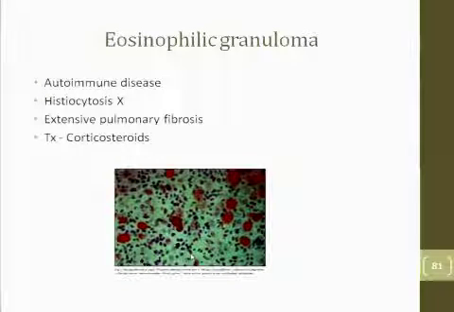Then you also have a rare disease called eosinophilic granuloma. It's an autoimmune disease process, also known as histiocytosis X, which causes extensive pulmonary fibrosis, and since it is an autoimmune disease process, the primary treatment, again, is corticosteroids. These people have high amounts of eosinophils in their bloodstream.